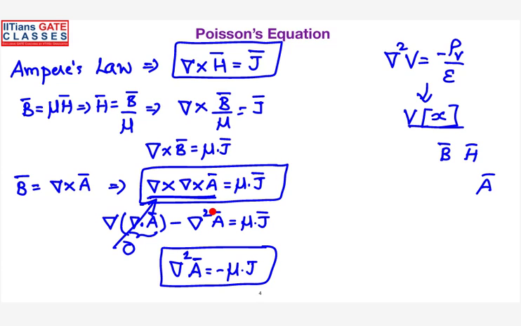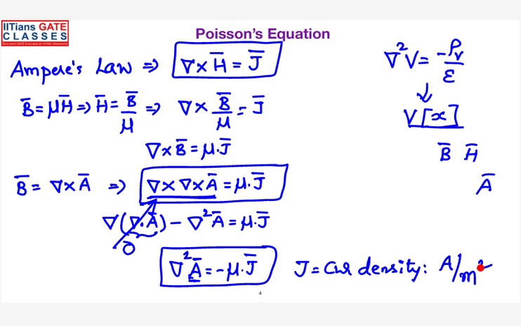If we solve this Poisson's equation, you can see how the magnetic vector potential varies in space. We'll see some problems, and at that time we can understand how the magnetic potential varies in space. And here J is nothing but your current density. What will be the units of current density? Ampere per meter cube.